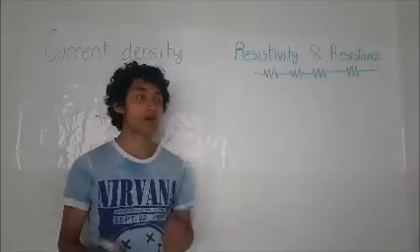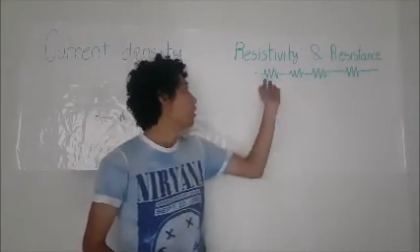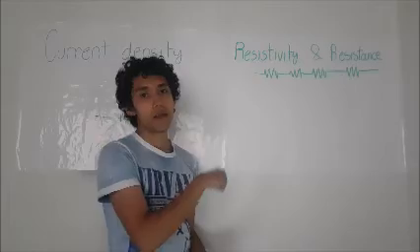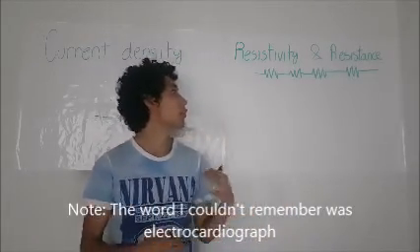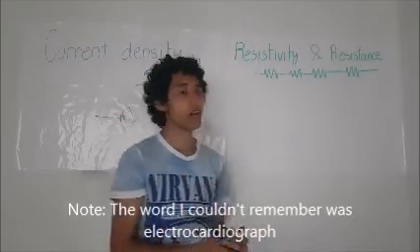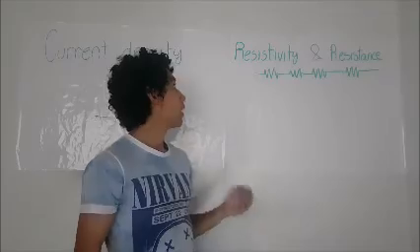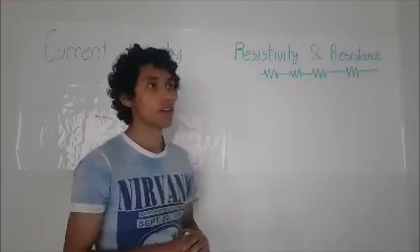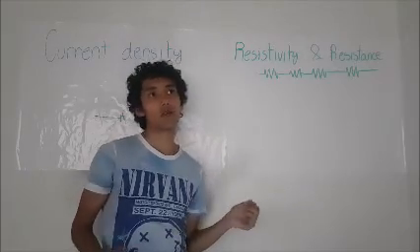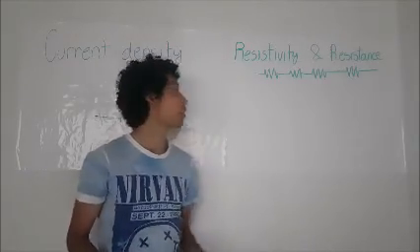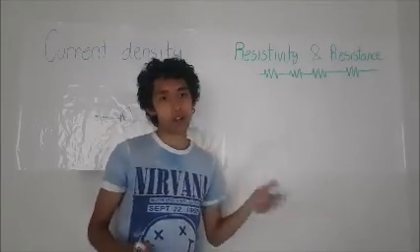Now, our next topic is resistivity and resistance. This may look like the line when you have a device connected to your heart and is measuring your heartbeat, but actually these are resistors. Well, resistance can be explained as the ratio of voltage and current when we are thinking of Ohm's law, that we will explain later.